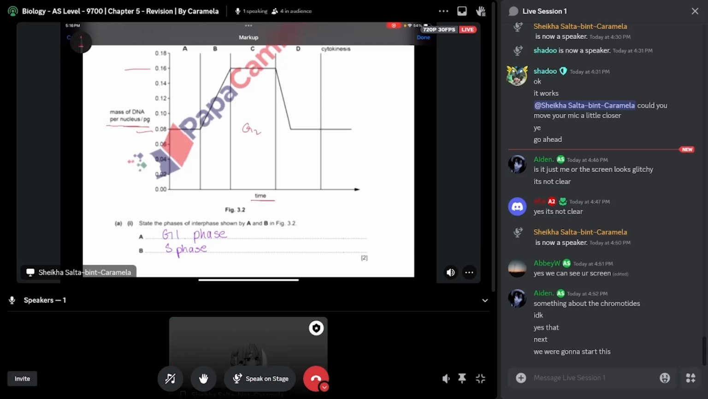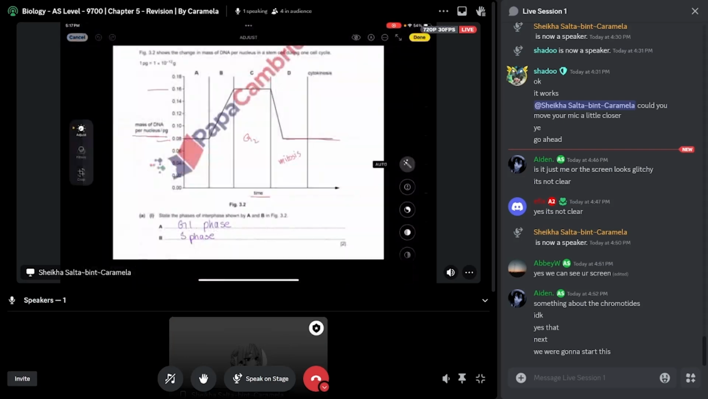Then in part D of the graph, you can see that the mass halves almost exactly, back to the original value, which means this is your mitosis happening right here, as the cell is divided into two genetically identical daughter nuclei. And then cytokinesis happens and two new cells are formed. So the mass remains the same throughout.